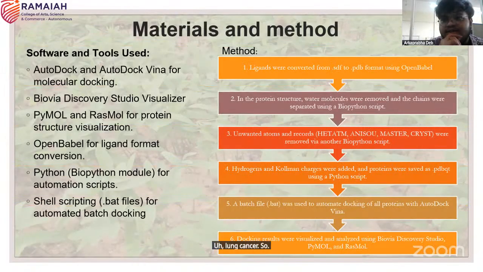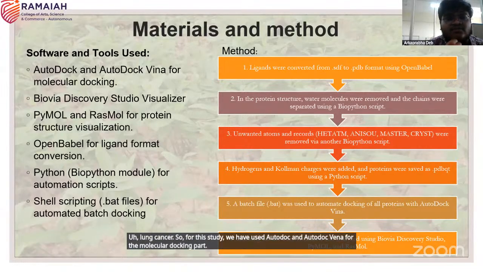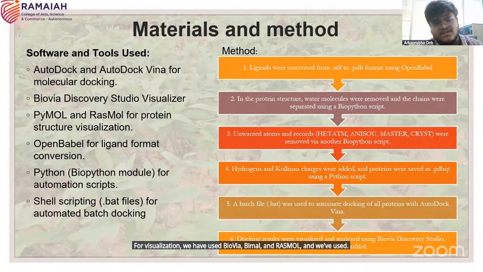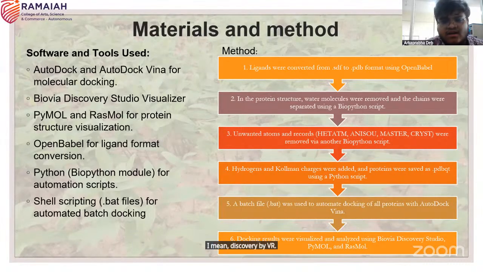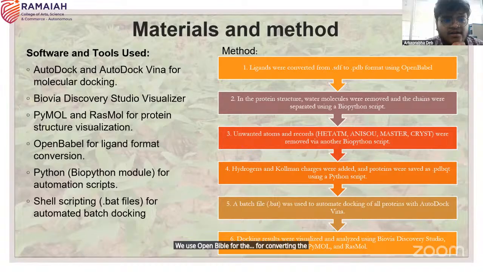For this study, we used AutoDock and AutoDock Vina for the molecular docking part. For visualization, we used BIOVIA Discovery Studio, PyMOL, and RasMol, and BIOVIA for the graphs and plots as well. We used OpenBabel for converting the ligand from SDF format to PDB format.